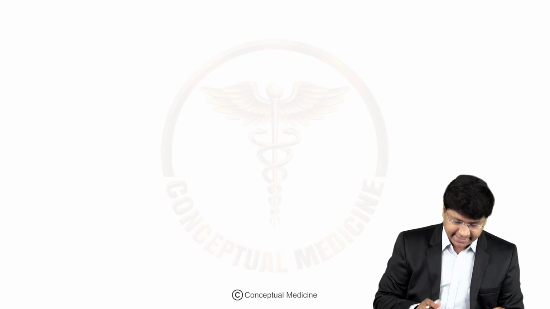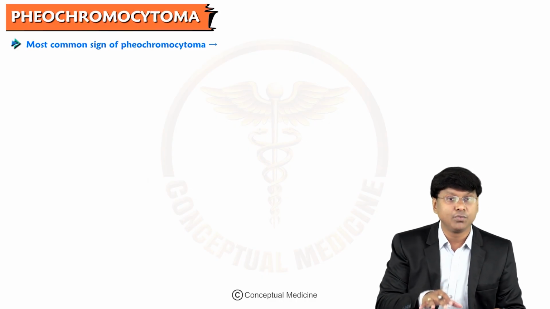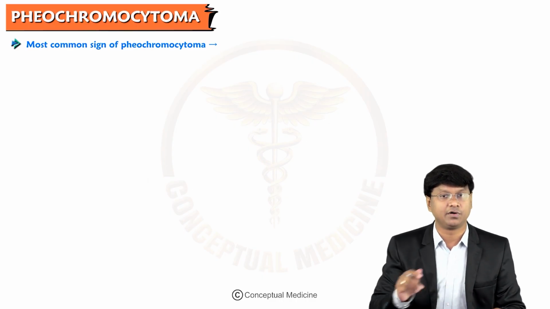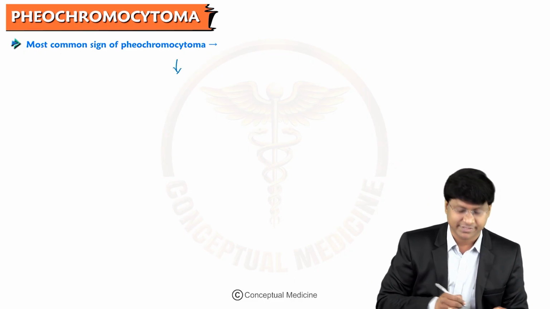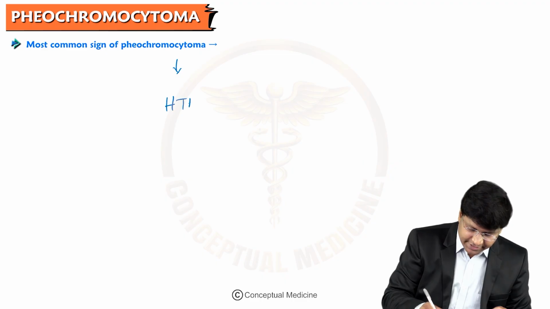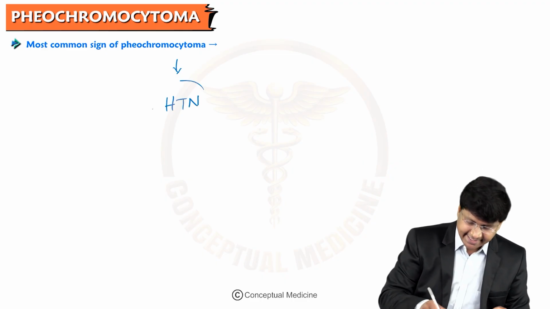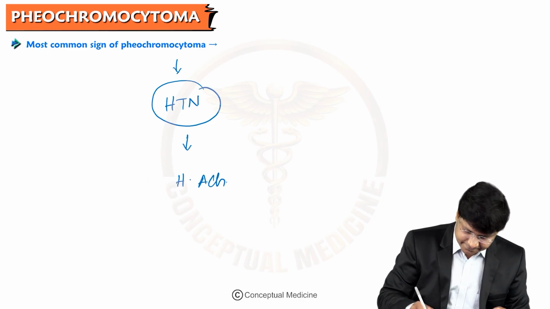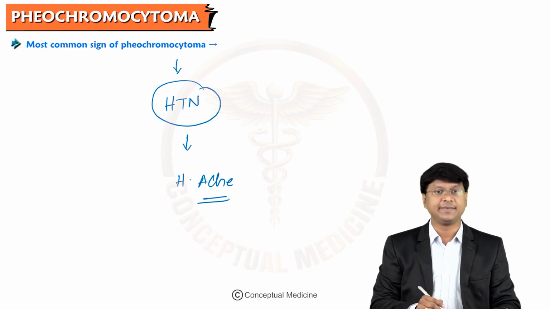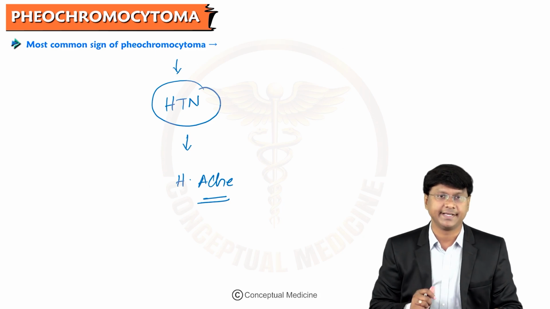So out of all these triad, what is the most common sign and symptom of pheochromocytoma? The most common sign in pheochromocytoma is hypertension. And secondary to hypertension, the individual will have the headache.